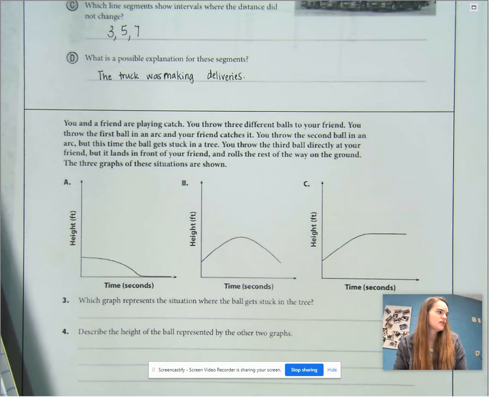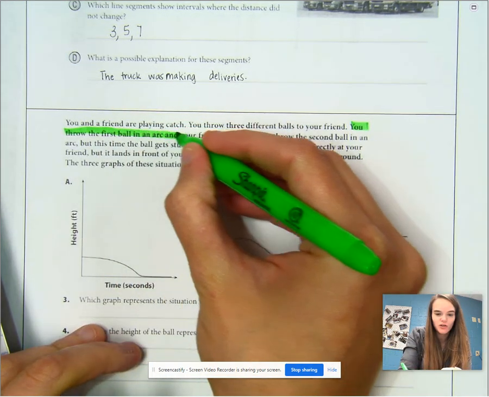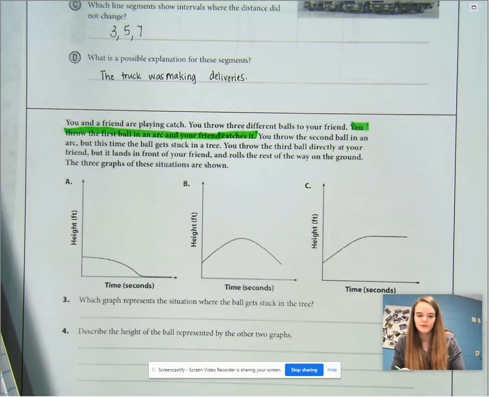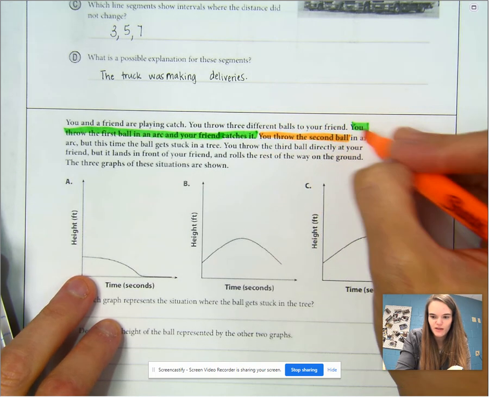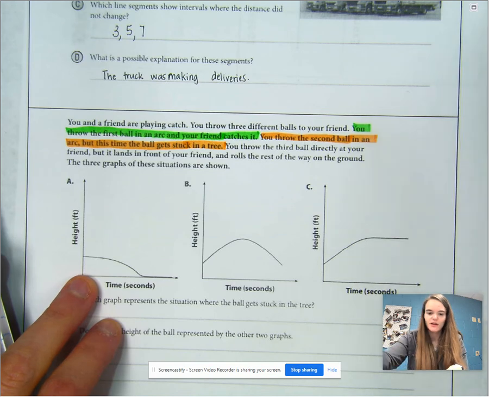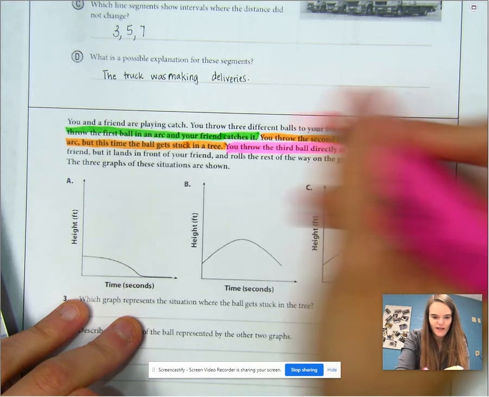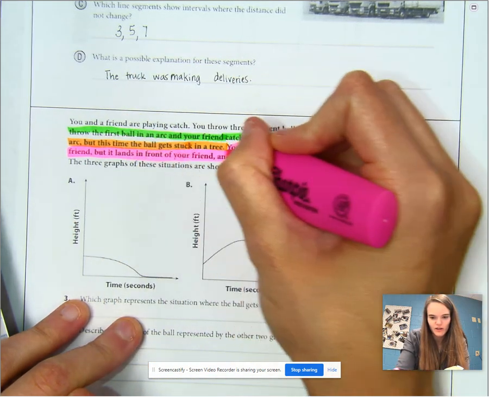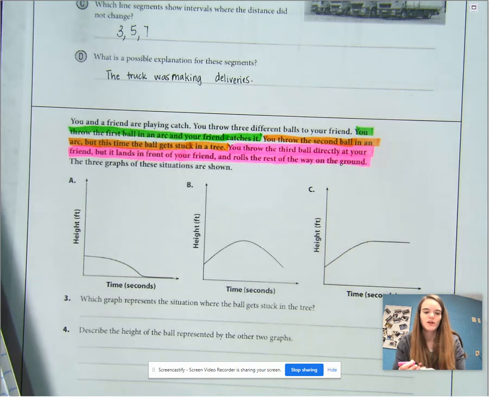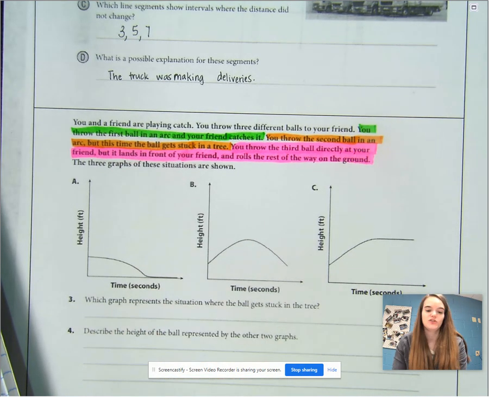Okay. So the first sentence says, you throw the ball in an arc and your friend catches it. Next, you throw the second ball in an arc, but this time the ball gets stuck in a tree. And third, you throw the third ball directly at your friend, but it lands in front of your friend and rolls the rest of the way on the ground. The three graphs are shown below. We're going to match the three graphs. Before we even answer the questions, we're going to match these graphs.